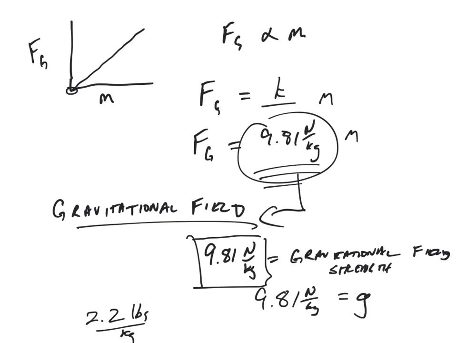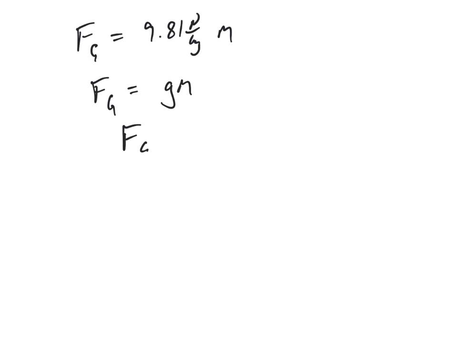So that gives us a general equation: if the force of gravity equals 9.81 newtons per kilogram times m, then the weight equals little g times m. But most people don't write it in that order. Most people write m times g. Just, I don't know, feels better that way. So weight equals mass times the gravitational field strength.